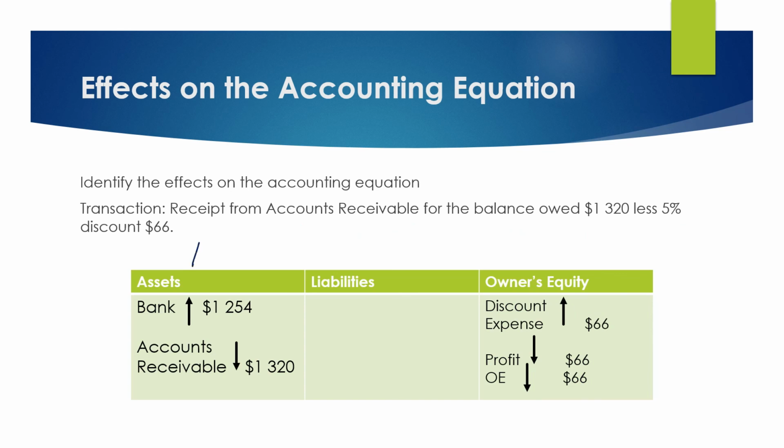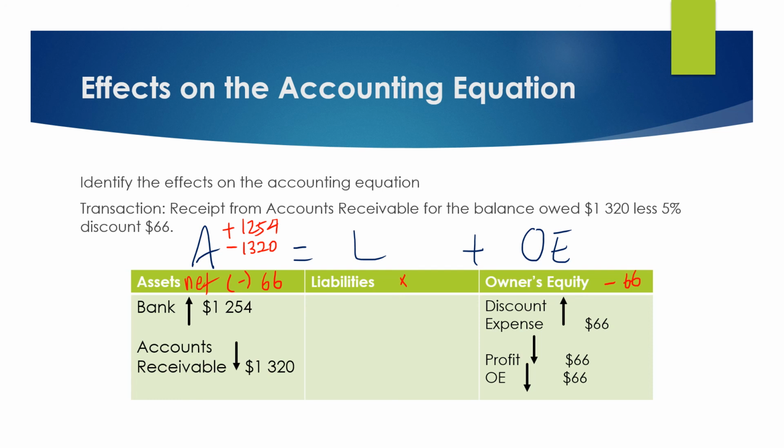Now let us check and see to confirm that our accounting equation remains balanced. So here we have our accounting equation, assets equals liabilities plus owner's equity. We can see here that our assets have increased by $1,254, but it also decreased by $1,320. So in other words, there was a net decrease of $66. There were no effects on the liabilities. However, there was a decrease in the owner's equity by $66.